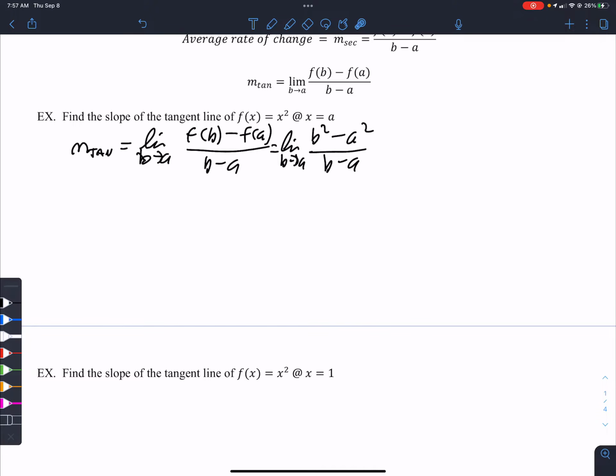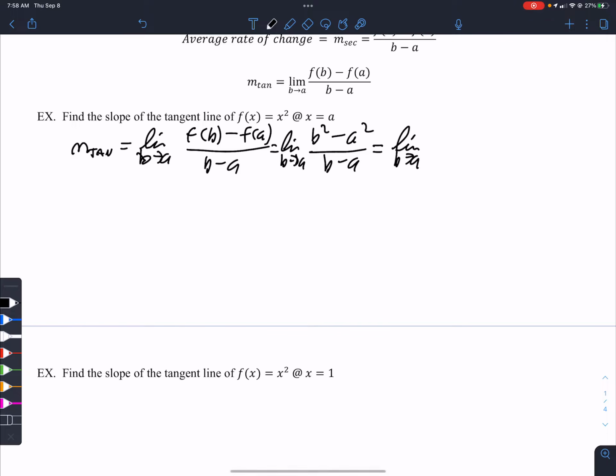Now from chapter 2, these are polynomials. So to find the limit, you just plug it in. So if you plug in an a right there, you get a squared minus a squared. You plug in a there, you get a minus a. You get 0 over 0, which is indeterminate. Do you guys remember what to do? Hopefully. Do you remember factoring and canceling?